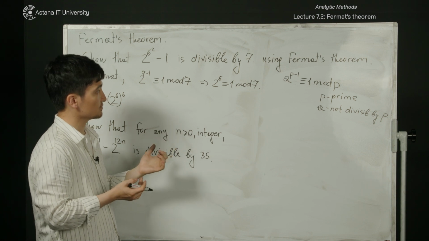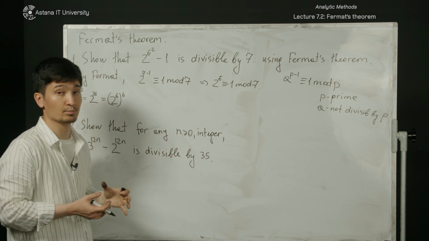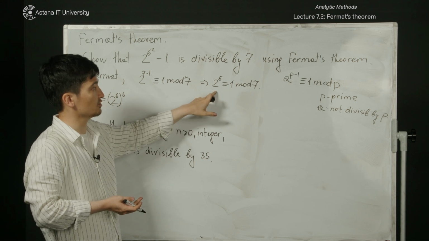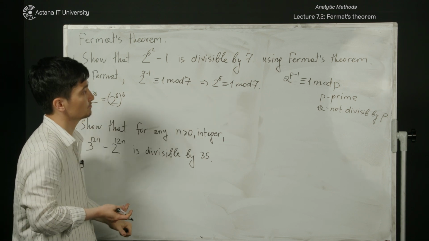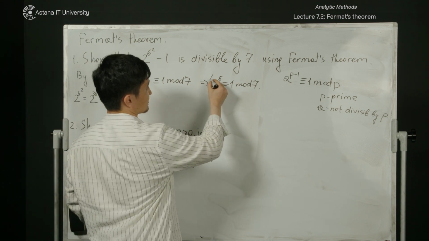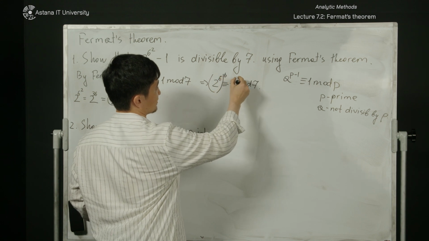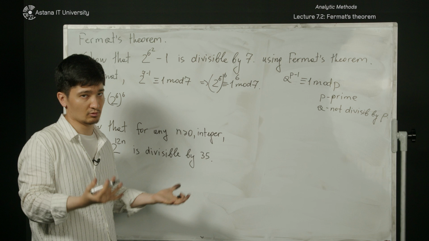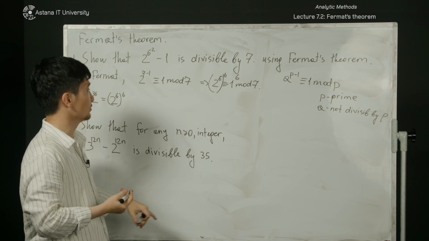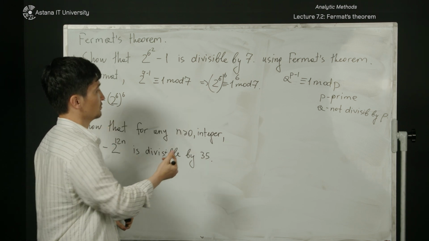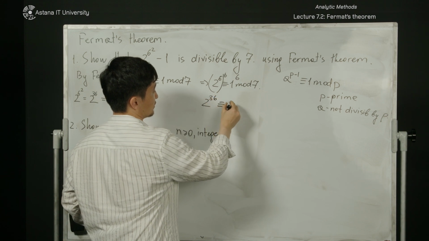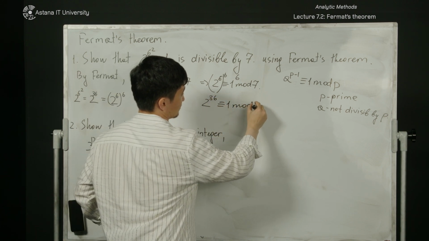Now what I can do is, since I know that 6 is a positive integer, I can raise both sides of this expression to the 6th power. So I raise this to the 6 and 1 to the 6. 1 to the power of 6 is still 1. And this one will give me what I need, 2 to the power of 36. So 2 to the power of 36 gives me 1 mod 7.